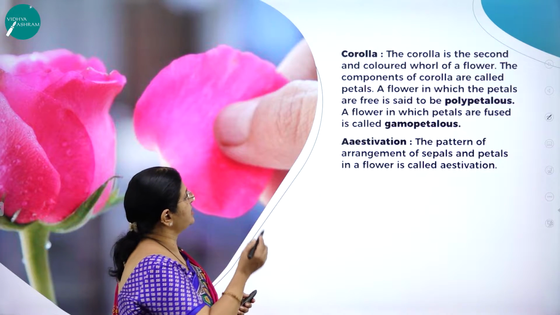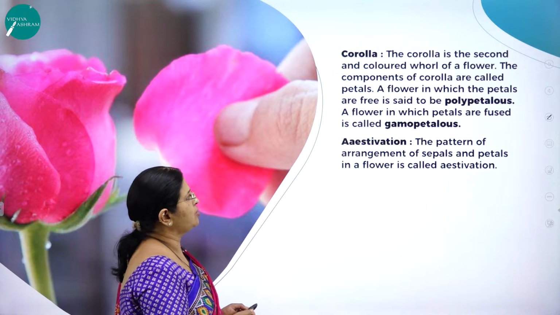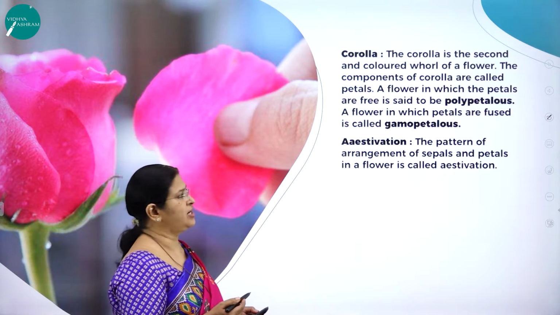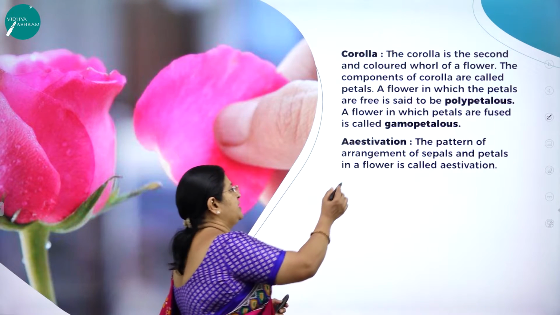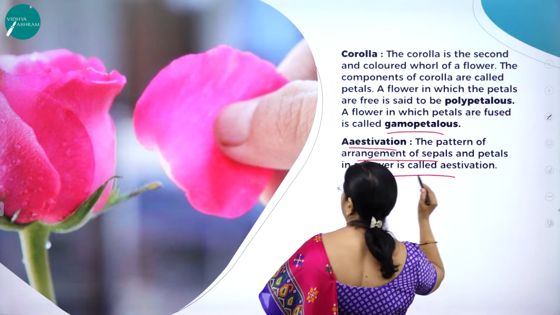Here you can see, as I said already, the corolla is the second and colored whorl of a flower, and the components of a corolla are called petals. A flower in which the petals are free is called polypetalous, and if fused, gamopetalous. And already I said what is aestivation? The pattern of arrangement of sepals and petals with each other.